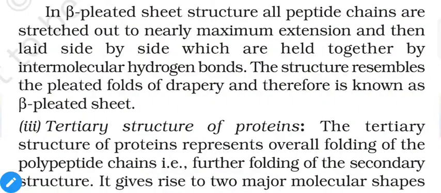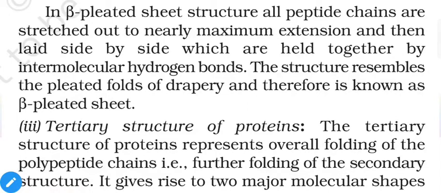Now, the second type of secondary structure is the beta pleated sheet structure. All the peptide chains are stretched out to nearly maximum extension and then laid side by side, held together by intermolecular hydrogen bonding. That means in the previous case, the helix structure, we have intramolecular attraction, and in this case we are placing two same type of chains closer together and then they will attract each other because of hydrogen bondings.